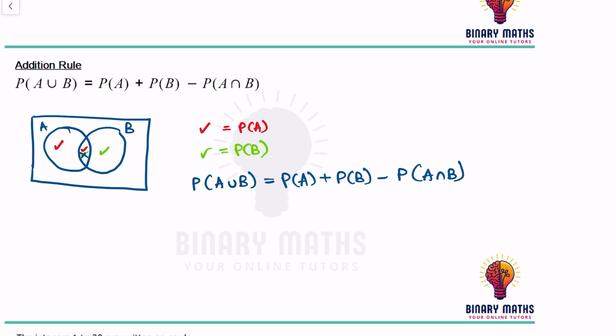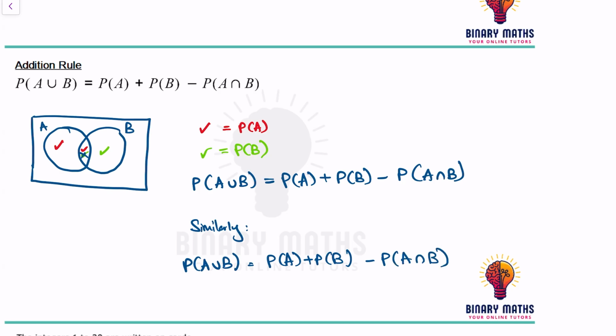Okay, so this is known as the addition rule. And similarly, we can rearrange it. Probability of A union B is also equal to probability of A plus probability of B minus probability of A intersect B. Oh, the other way around.